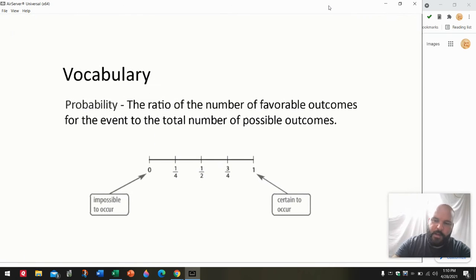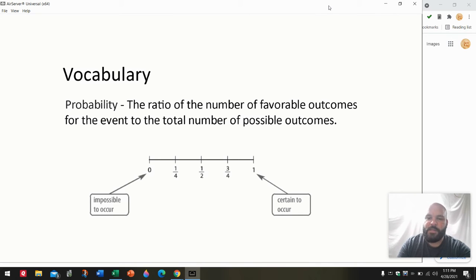So let's first talk about what the definition of probability is. So, probability is the ratio of the number of favorable outcomes. Another way of saying favorable outcomes is what you want to happen for the event to the total number of possible outcomes. And what you can see here on this number line is when you write the ratio of the favorable outcomes to the total number of outcomes, you will end up with a number somewhere from 0 to 1 or in between.